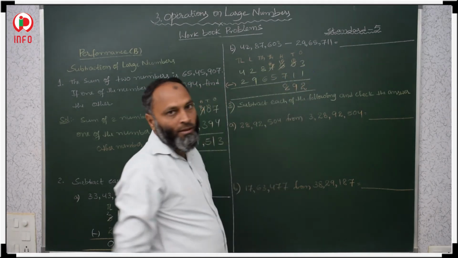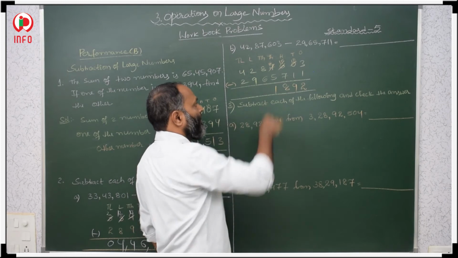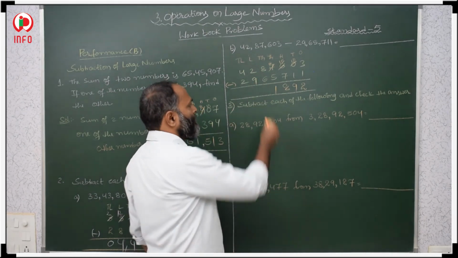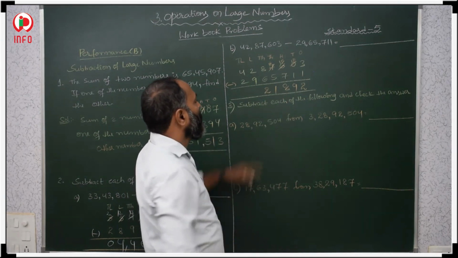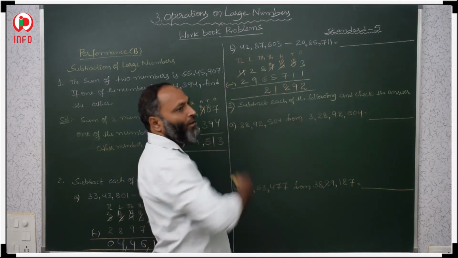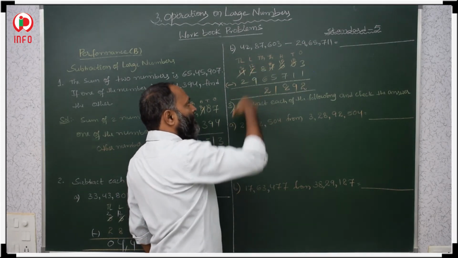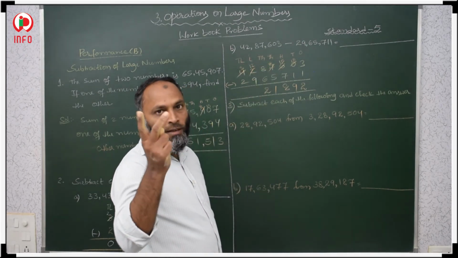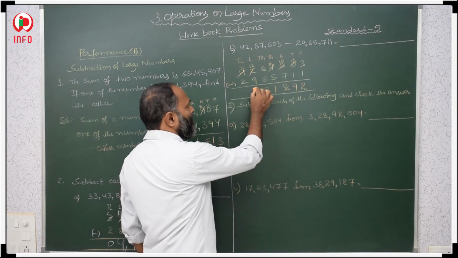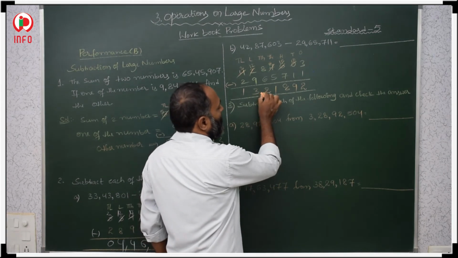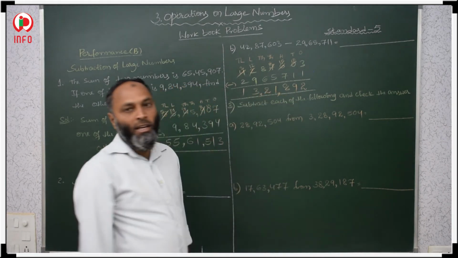6 minus 5. These are the consecutive numbers. Then 1. 8 minus 6, 7, 8, 2. Then again you borrow from here. It will decrease by 1, and it will increase by 10. 9, 10, 11, 12, 3. 3 minus 2 is 1. That is 13 lakhs 21,892.